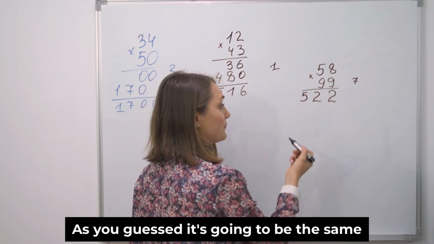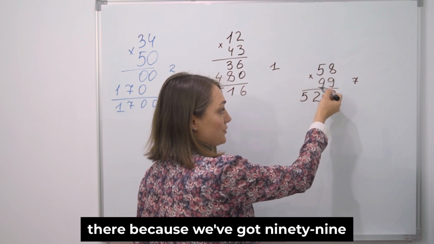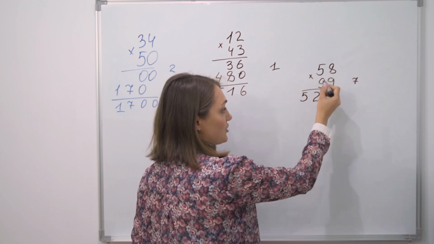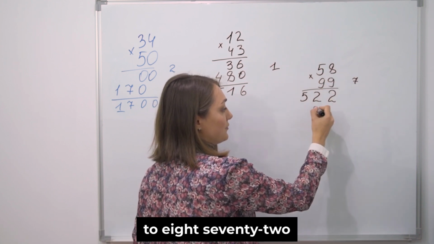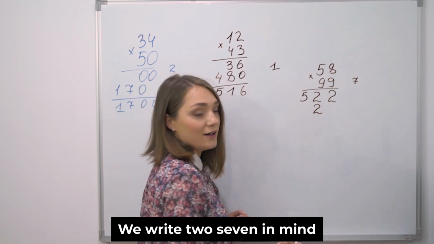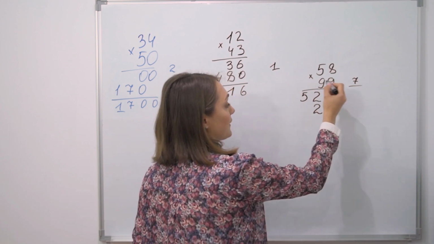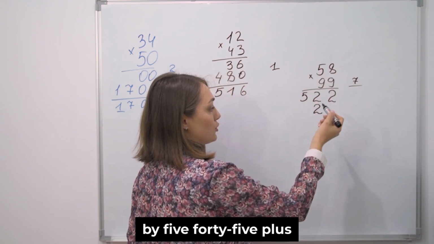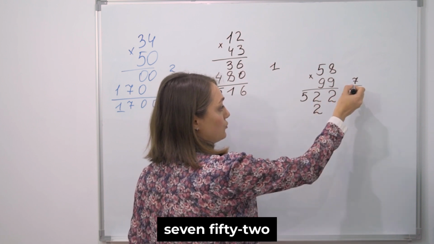Next line. As you guessed, it's going to be the same there because we've got 99. Also 9 by 8, 72. We write 2, 7 in mind. 9 by 5, 45, plus 7, 52.